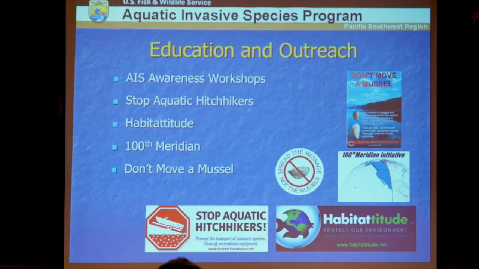Education and outreach, a number of programs. Again, we've seen this one before. AIS workshops, these types of workshops, we do these all throughout the state. Pass the word. People need to know what's going on so they can participate in the prevention. It's very important to realize that the public actually is the most important asset in a prevention program as well as a control program. A number of programs there: Stop Aquatic Hitchhikers, Habitattitude, Hunter from Meridian, Don't Move a Mussel. I already went over these earlier in the day.